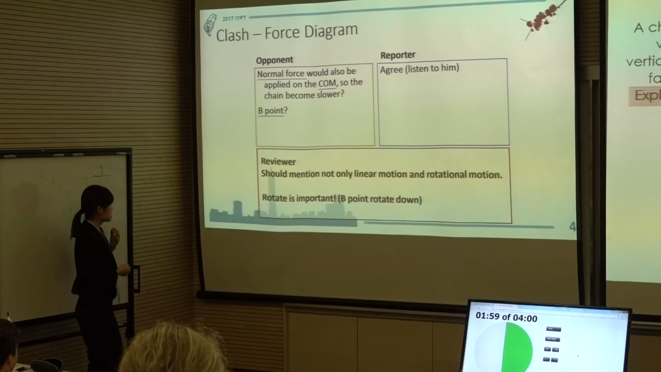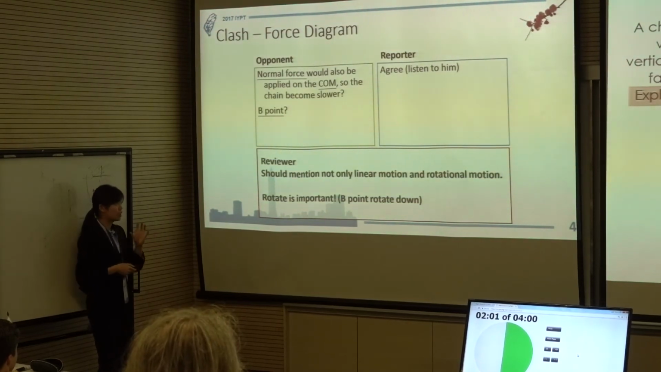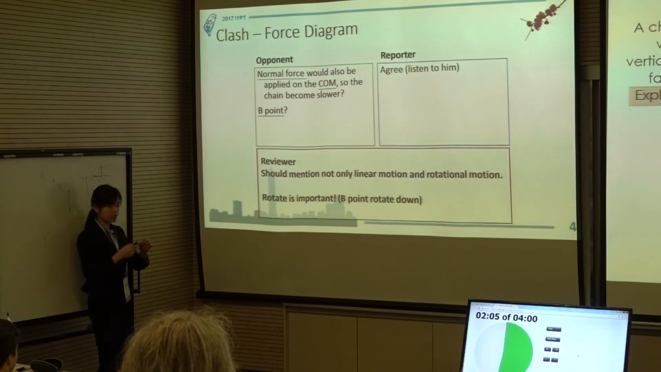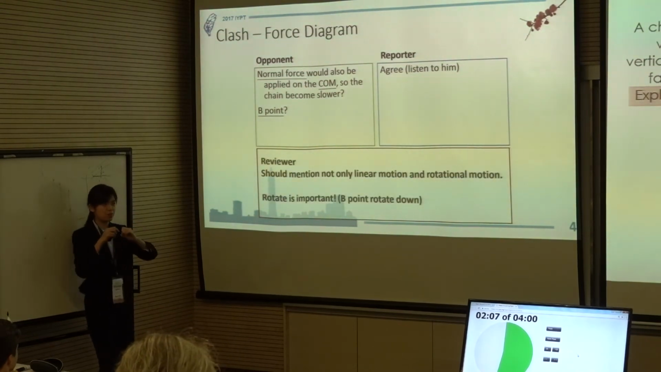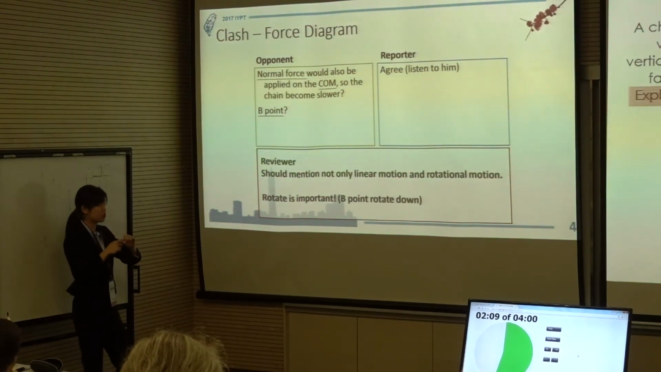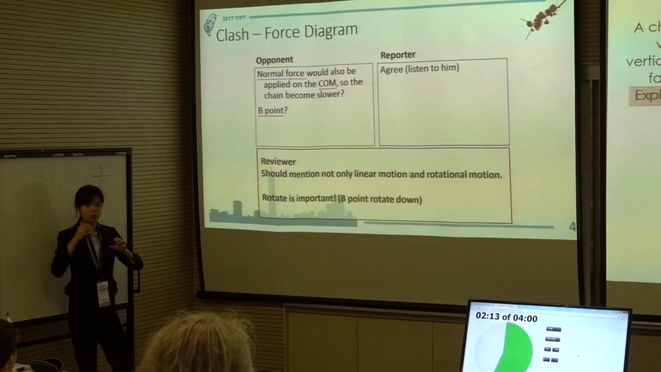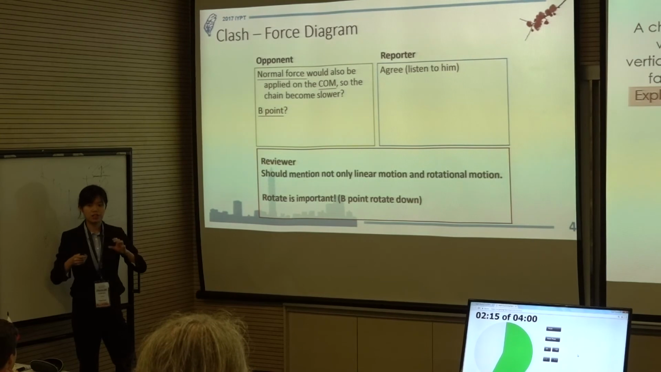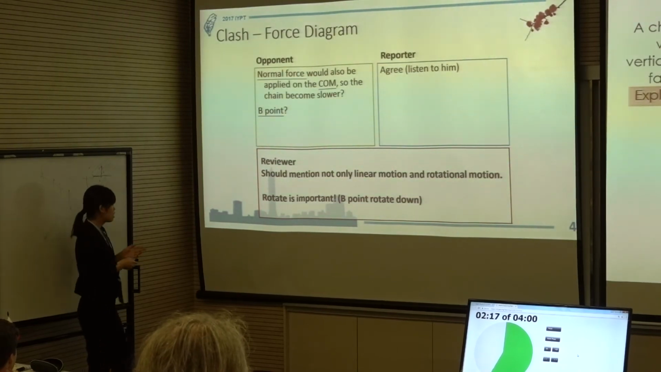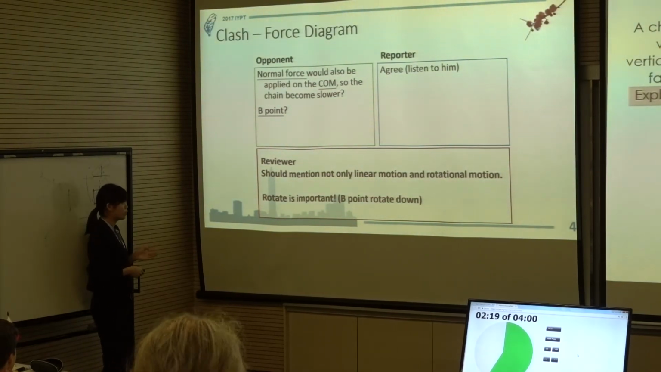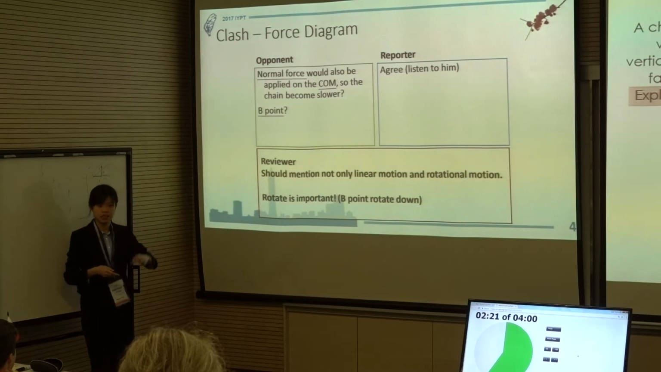And what the reviewer thinks they should mention about the linear motion and the rotational motion, because of what the normal force is doing on the B point. We should also consider the velocity of the linear motion and rotational motion, which will also increase the velocity of the whole chain. So the rotation is very important, because the B point will also be rotating down.